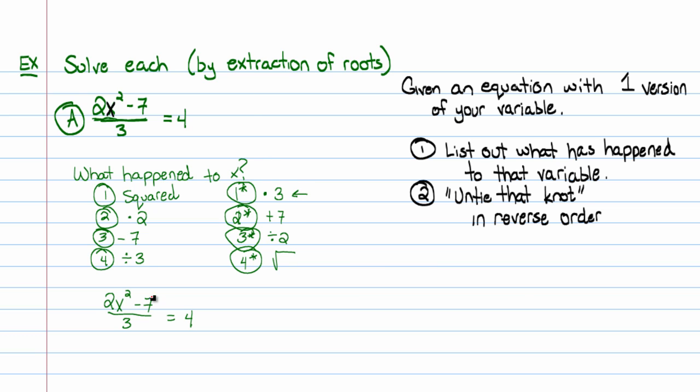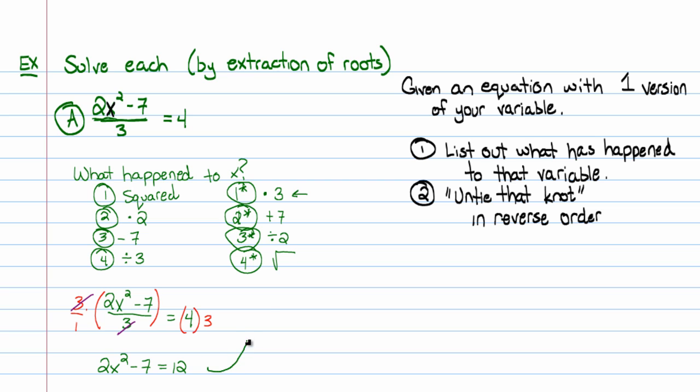I'll do this in red. So I'll grab this left-hand side and multiply it by 3. And I'll grab this right-hand side and multiply it by 3. When you do that, the 3's will cancel on the left-hand side. By design, it will always work that way. And you end up with this nice, beautiful 2x squared minus 7 is equal to 12.